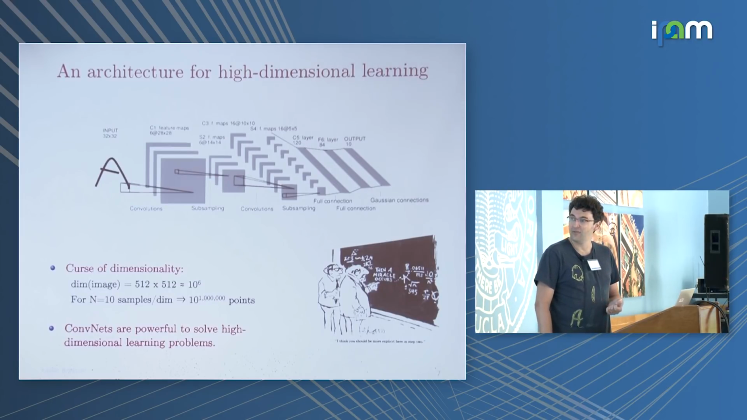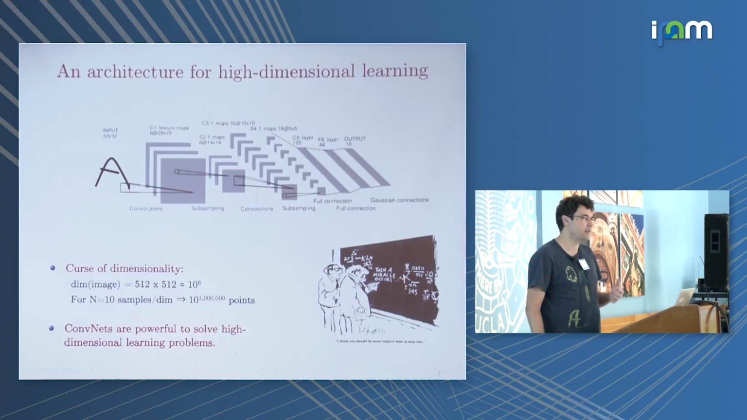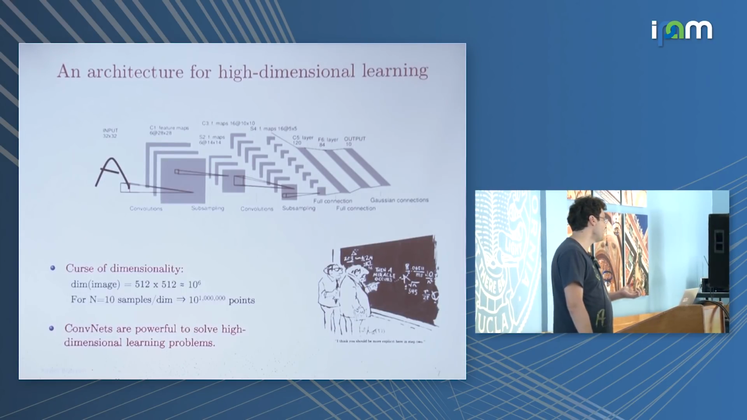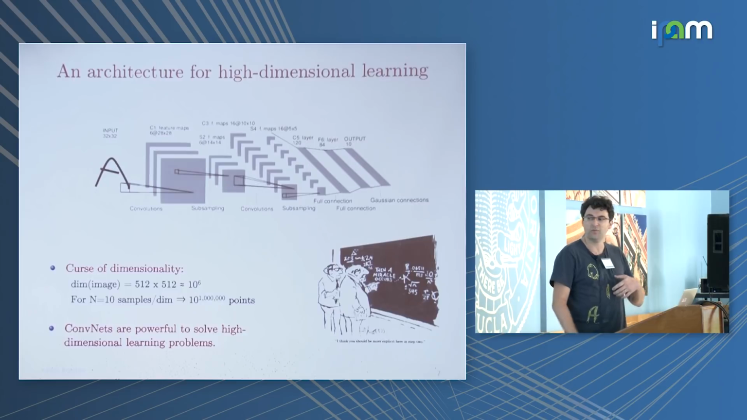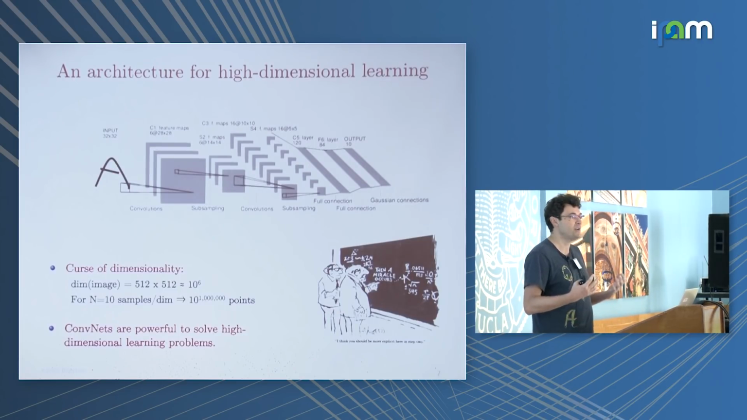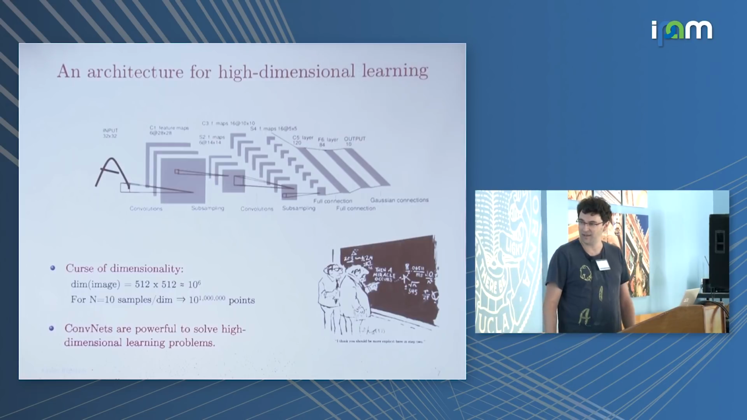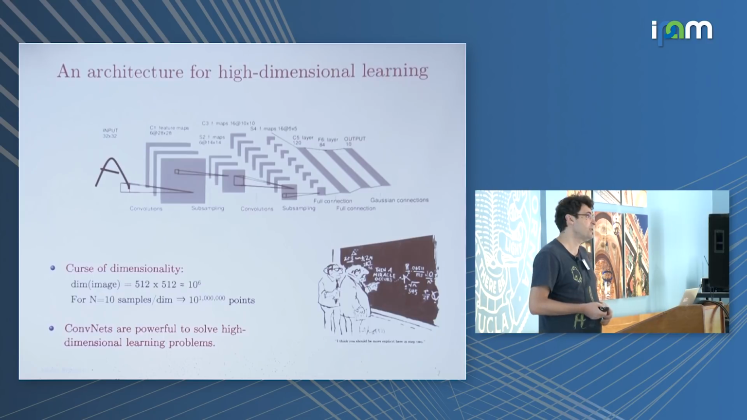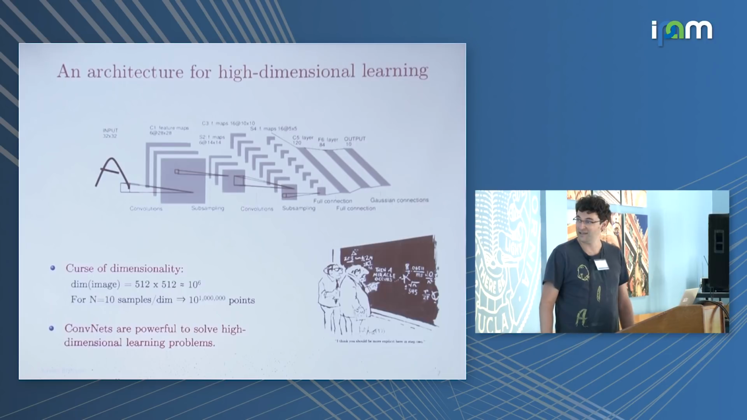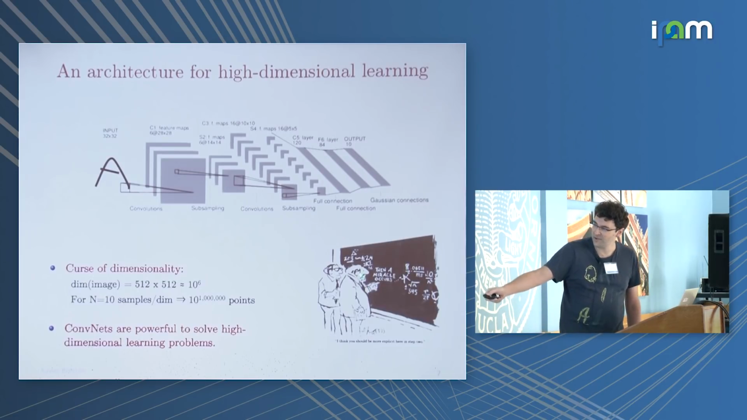Okay, and we know this is high-dimensional data because of the curse of dimensionality. If you take an image, for example, 512 by 512 pixels, the dimensionality of this data is 1 million. And if for each variable you take 10 samples, the space is going to be 10 to the power 1 million points. That's a very huge space, so it's impossible to fill the space. But still, ConvNets are powerful enough to solve these high-dimensional problems, to find meaningful information inside these gigantic spaces.